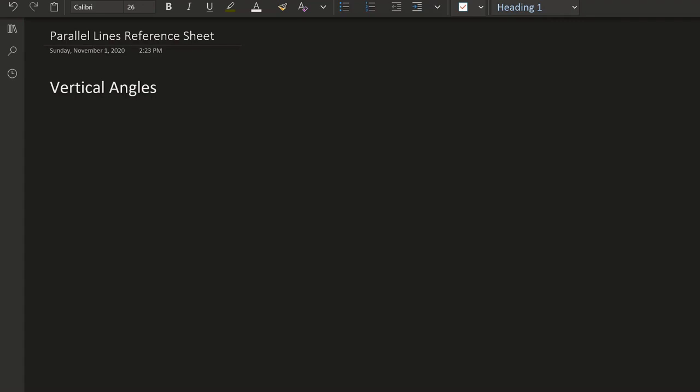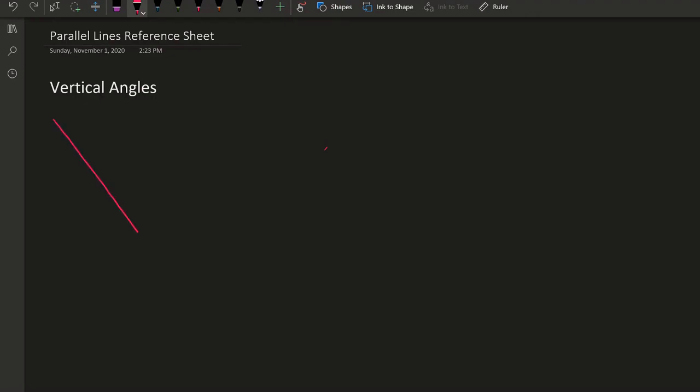Some of you expressed that you were having some trouble with that, so we're just going to go through and fill these out one by one. So the first one on the list was vertical angles. Vertical angles is a very useful theorem that we can use.